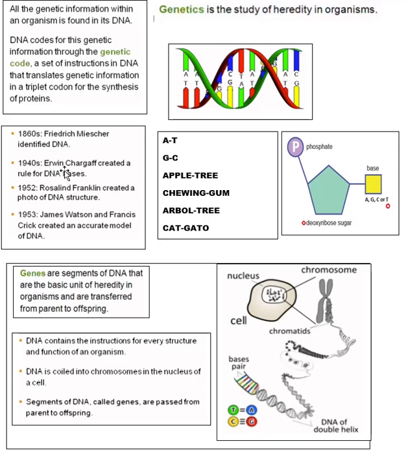In the 1940s, Erwin Chargaff created a rule for DNA bases: A with T, and G with C. In 1952, Rosalind Franklin created a photo of the DNA structure, and we're going to see that. Here's a little side note. She and the guy she was working with were the first ones to take a picture of the DNA structure. Sadly, she died. She got ovarian cancer from working with a lot of x-rays, which is how they took the picture.